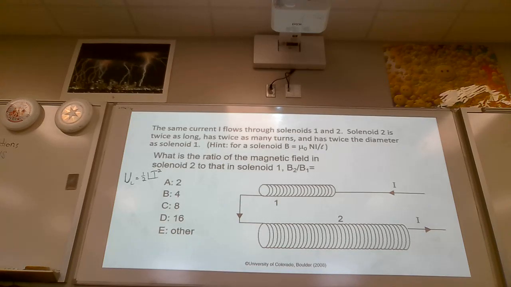Correct answer is E. What is it? 1. Okay, so this has no impact on the magnetic field, but it does have an impact on the inductance and therefore how much energy can be stored. Good with that?